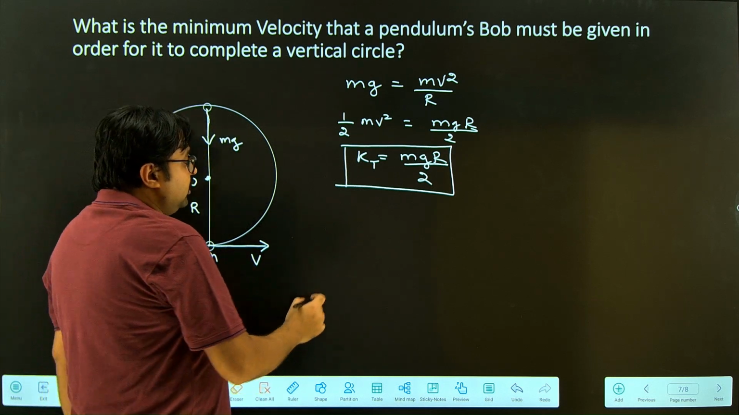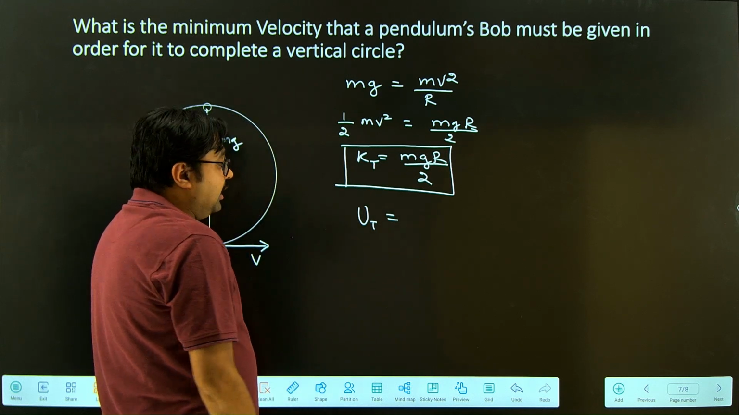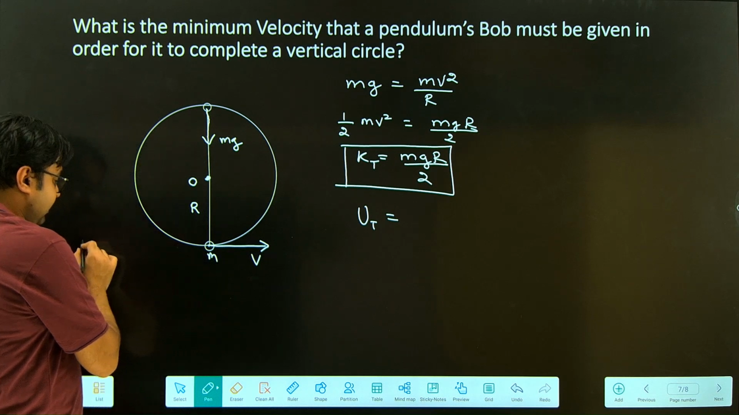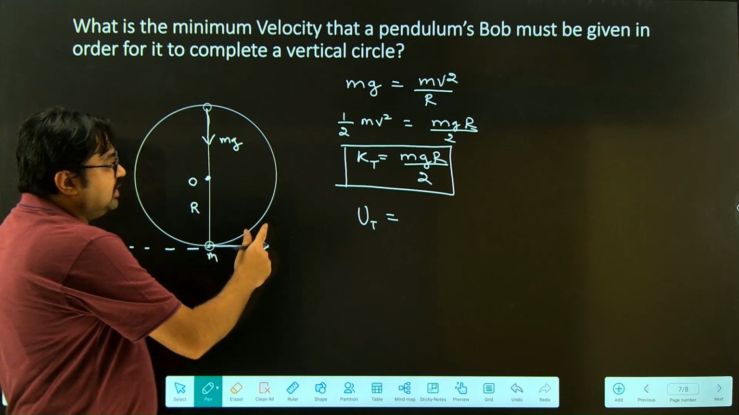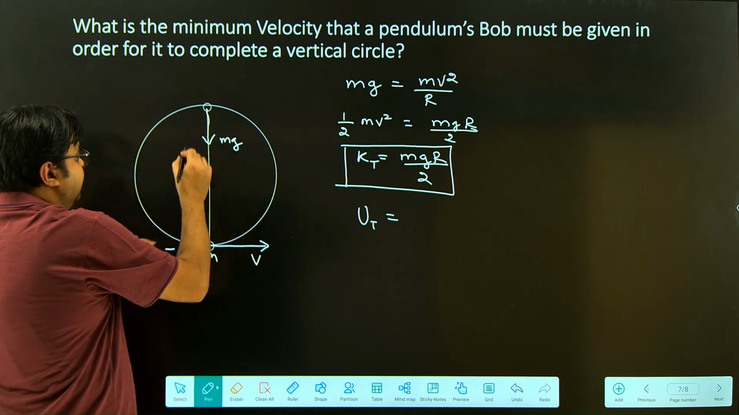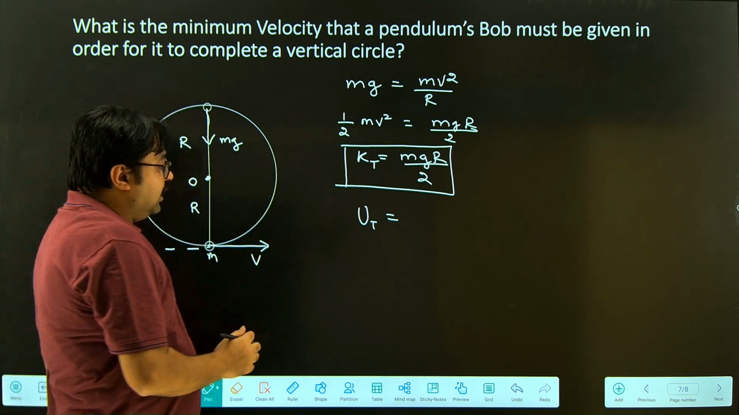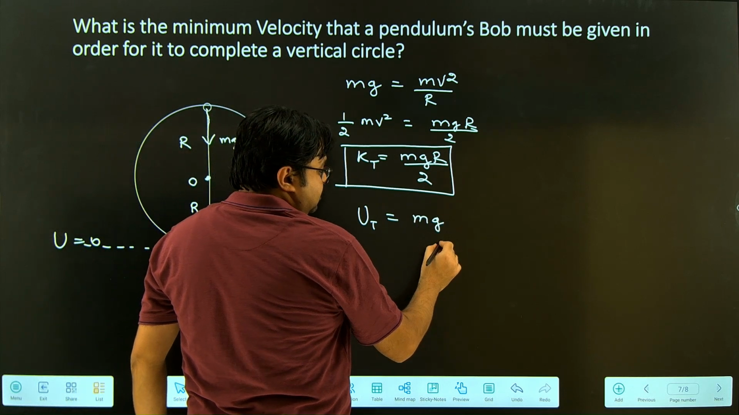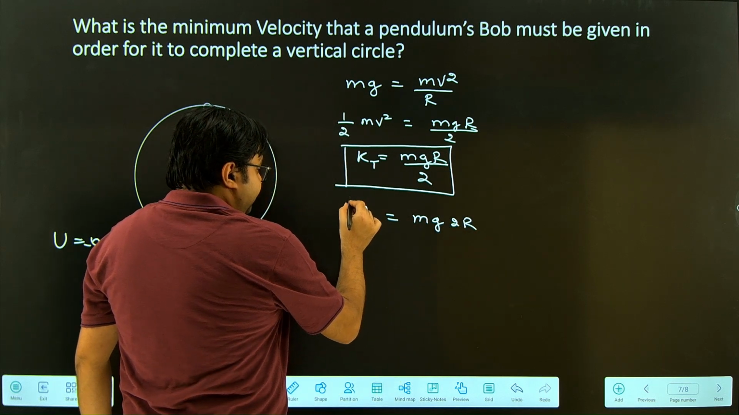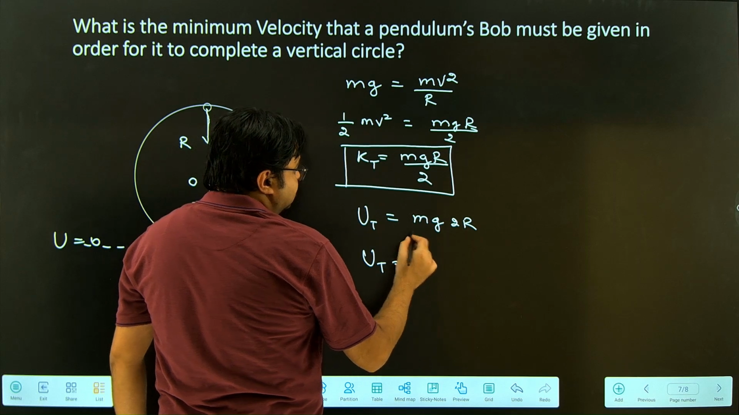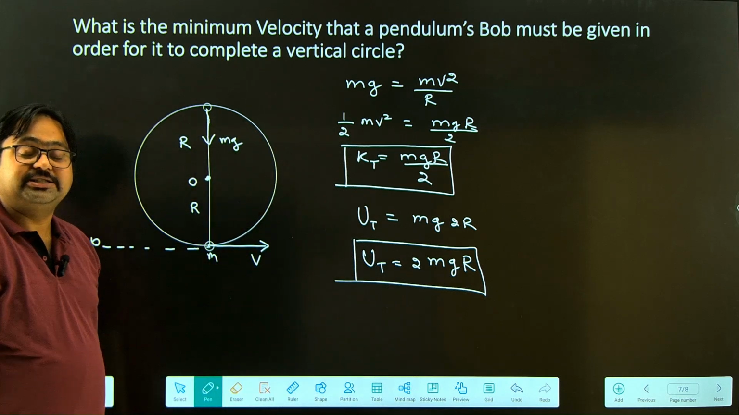And if you ask me, sir, what is the potential energy? I'll call that U at the topmost point. I said that this is the reference, and potential energy at this reference is 0. It has gone to a height equal to 2r, because from here to here it's r, from here to there it's r, totally it's 2r. Potential energy would be mass into acceleration due to gravity multiplied by height, mgh. H is 2r. So the potential energy of the topmost point can simply be written as 2 times mgr. This is the potential energy of the topmost point.